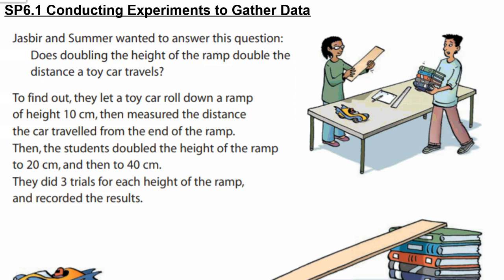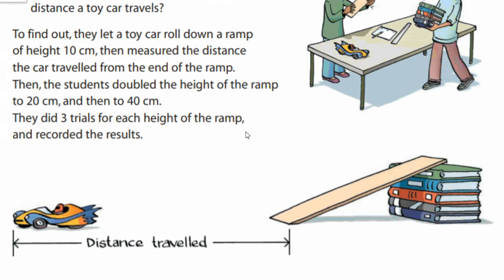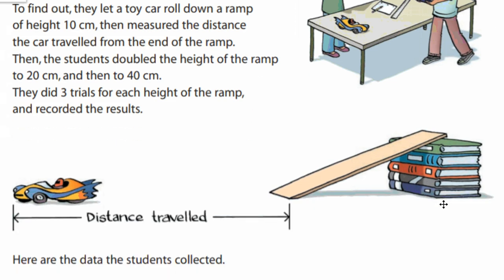To find out, they let a toy car roll down a ramp of height 10 centimeters, then measured the distance the car traveled from the end of the ramp. Then, the students doubled the height of the ramp to 20 centimeters and then to 40. They did 3 trials for each height of the ramp and recorded the results. They had this at 10 centimeters and let the car roll down, and then they measured how far, and then they made this taller each time.